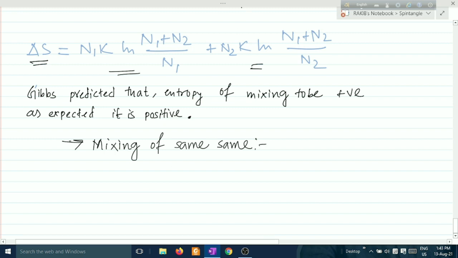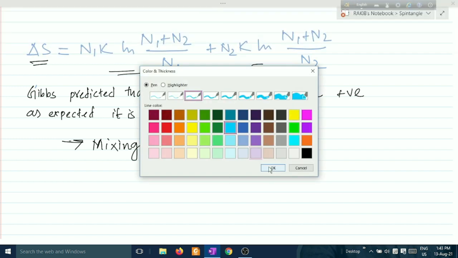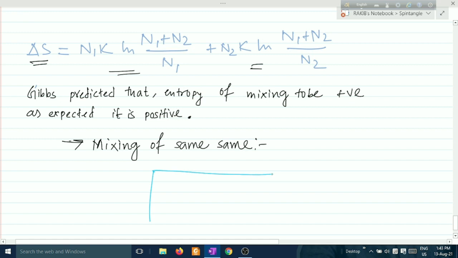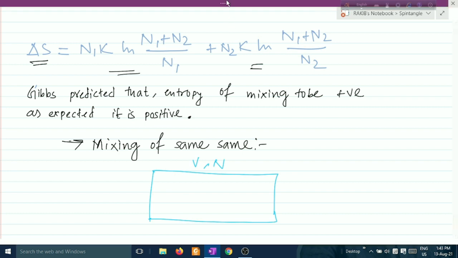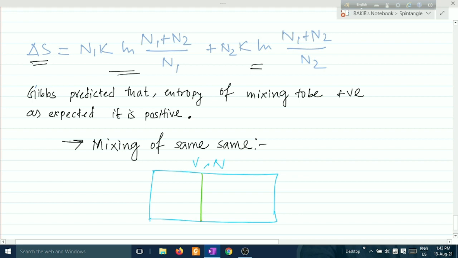Say you have a container like this, I am drawing a container. In this container the total volume is V, the total number of particles is N, and say in this position there is a partition. Okay, if you remove this partition, the gas will mix up. Okay, this is a reversible process.